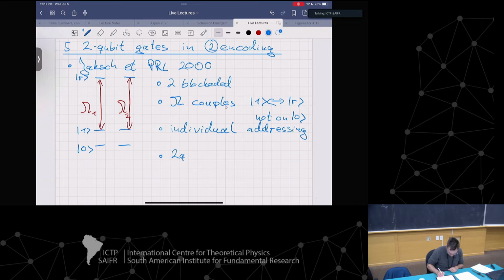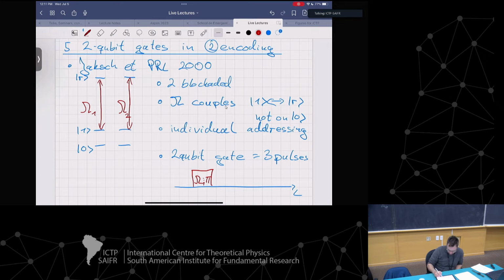The 2-qubit gate is just 3 pulses. And the pulses are the following. I'm drawing time. I start off by doing an omega 1 pulse. And I leave this pulse on exactly for the time that it takes to go from the ground state to the Rydberg state. So this is what we call a pi pulse.